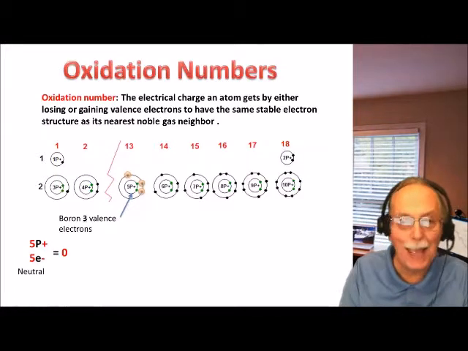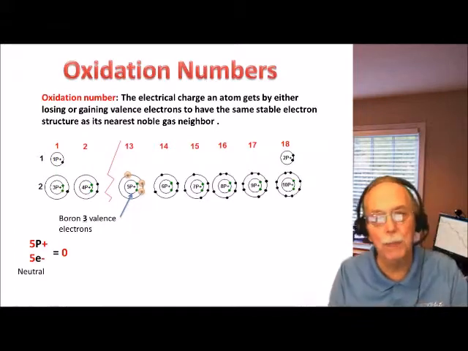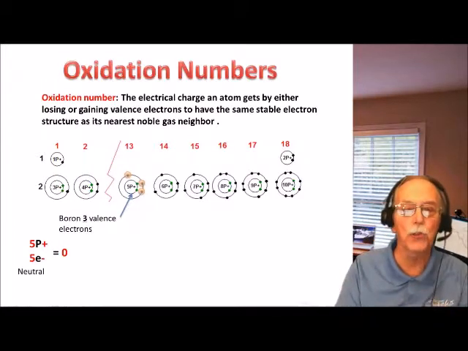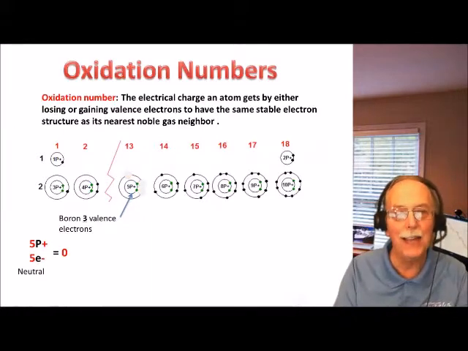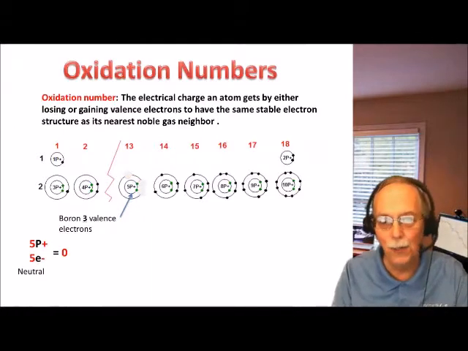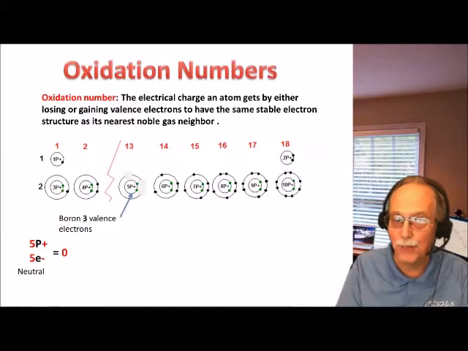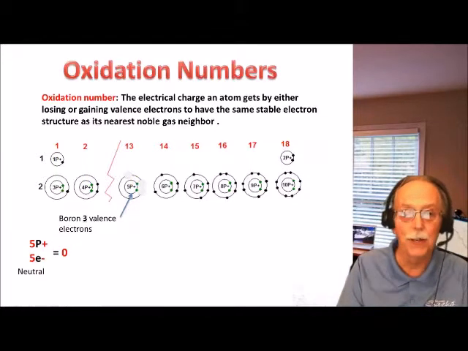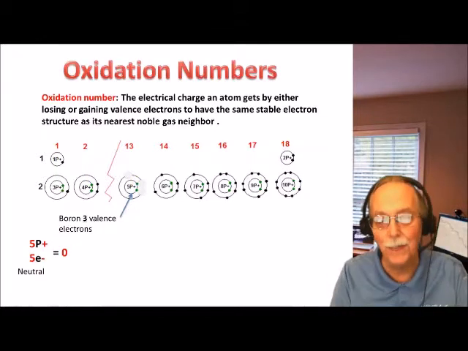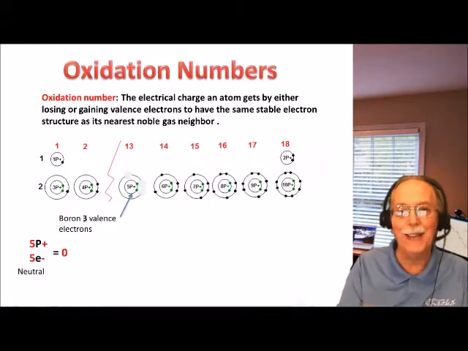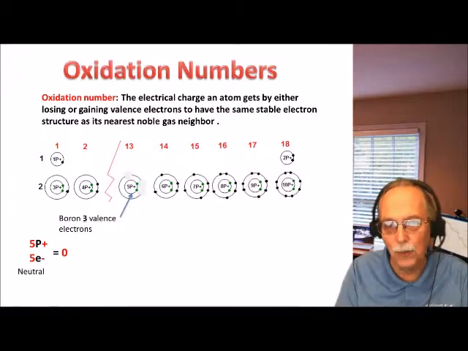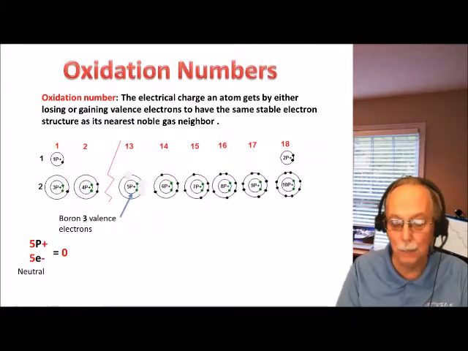However, what happens if some atom comes along and steals those 3 valence electrons, takes them away? Well, now we have an atom that is still boron because it still has the same atomic number. It still has 5 protons in the nucleus. That's what makes it boron. However, we now have an atom that has the electron structure of its nearest noble gas neighbor, which is helium.